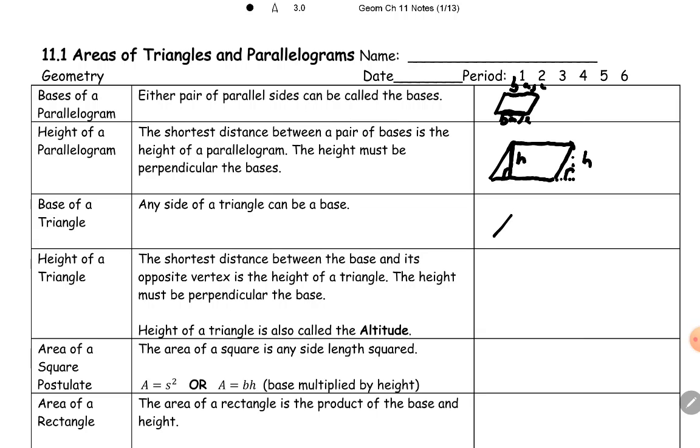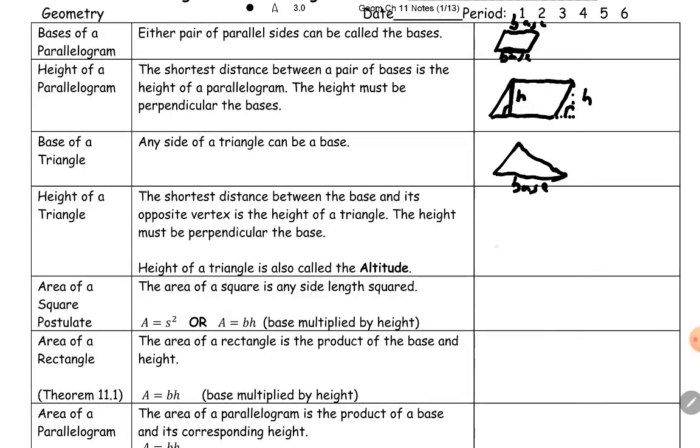Base of a triangle is any of the three sides, but we usually pick the one on the bottom. Height of the triangle is the shortest distance between the base and its opposite vertex. So remember, there's three vertices or vertexes, each of the corners. And we're doing the shortest distance between that and its opposite base. So that's the height. The height of a triangle is also known as the altitude.